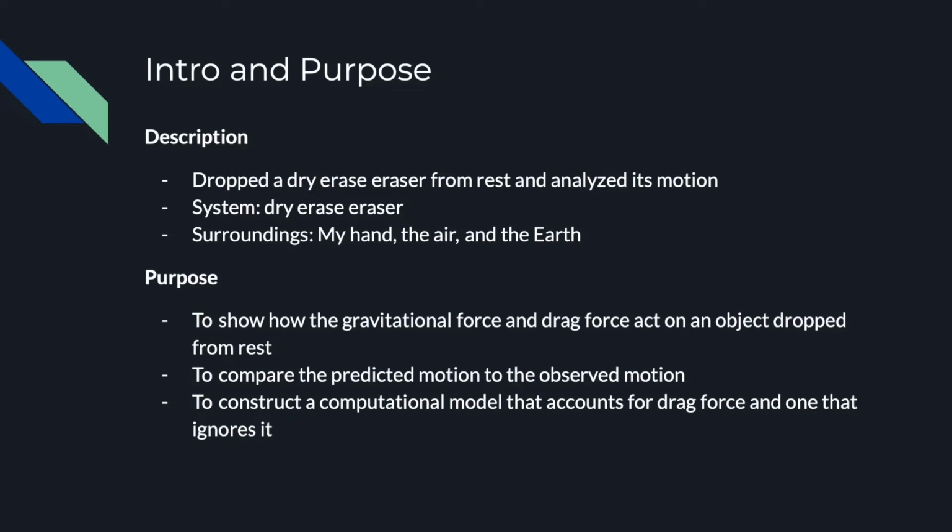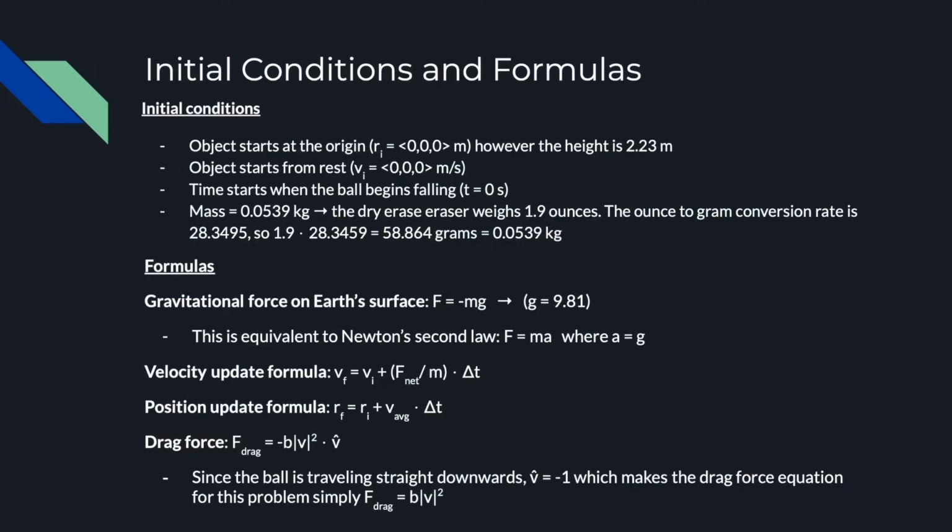It was also to compare the predicted motion to the observed motion, and to construct a computational model that accounts for drag force and one that ignores it. The initial conditions of this lab are that the object starts at the origin. However, the height is 2.23 meters. This is because I centered the axis to where the object starts. The object starts from rest, which is initial velocity equals 0. The time starts when the object begins falling, at time equals 0.